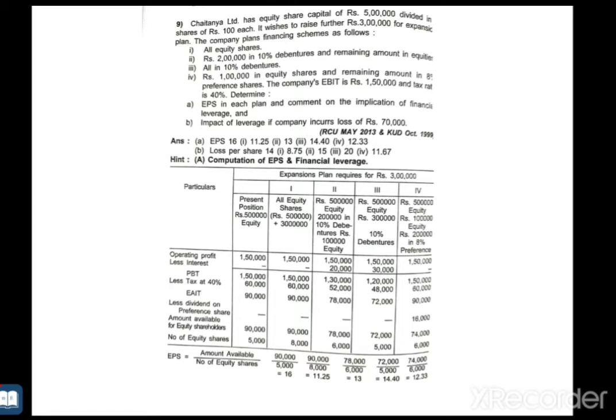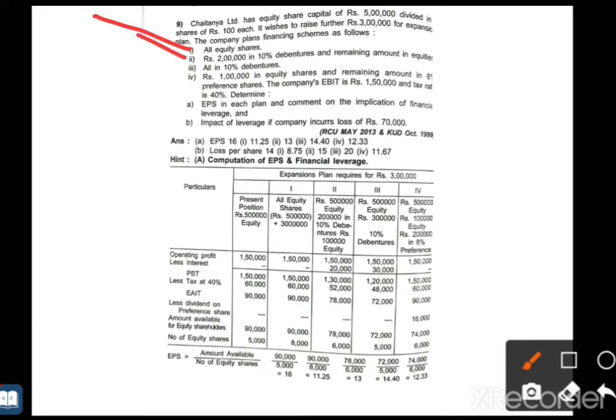Basically, as I already told you, whatever capital structure information is given, those are all plans. The first one is all equity. The second one is 2 lakh in 10% debenture, and the remaining amount is equity. The third one is all in 10% debenture. The fourth one is rupees 1 lakh in equity shares, and the remaining amount is 8% preference shares. The company's EBIT is 1,50,000. The tax rate is 40%. Yes, next. This is not a plan, this is given information.